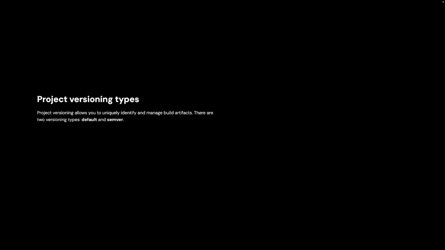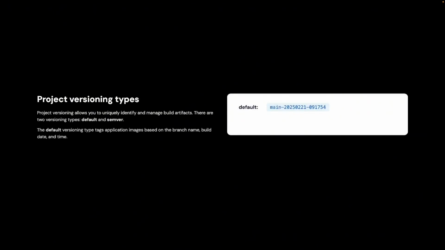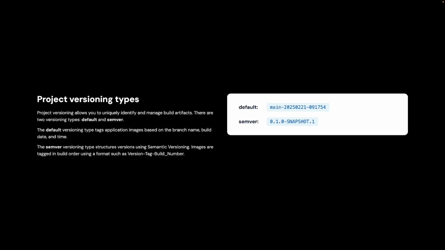When creating a project, you will also need to choose a versioning type. Project versioning allows you to uniquely identify and manage build artifacts. There are 2 versioning types, default and SymVer. The default versioning type tags application images based on the branch name, build date, and time. The SymVer versioning type structures versions using semantic versioning. Images are tagged in build order using a format such as version-tag-build number. Artifact versioning in KubeRocketCI is designed to ensure that each build and deployment can be traced back to its source.